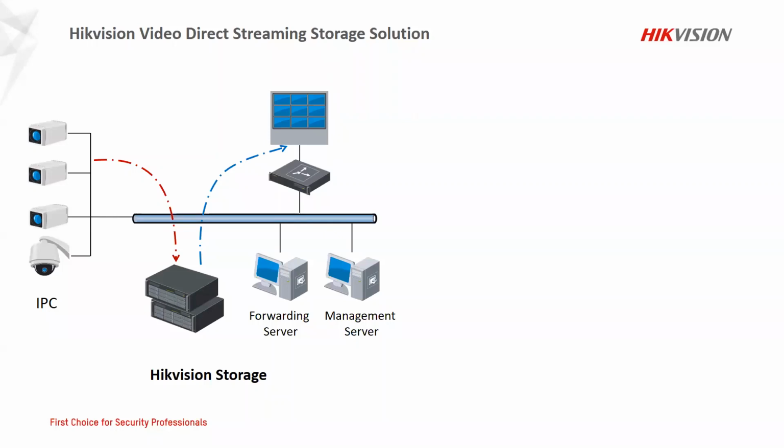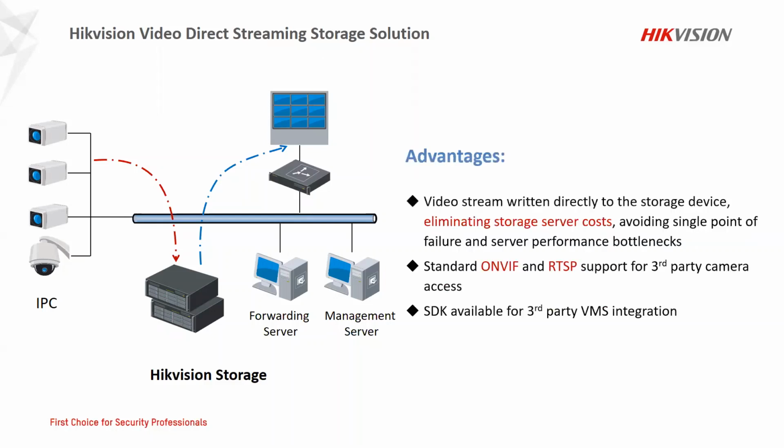You can connect NVRs to the hybrid SAN, or you can connect your cameras directly to it, removing the need for an NVR. Either way, you'll get smoother playback because you're not going through an intermediate device. We also support ONVIF and RTSP, so you can add third-party cameras too. You're not limited to just Hikvision products.